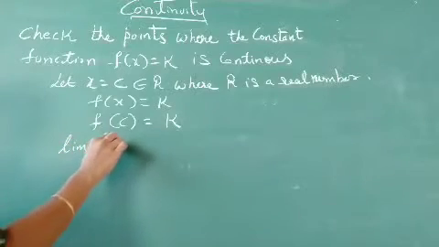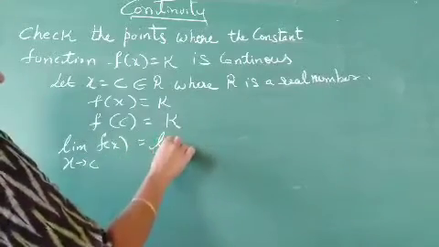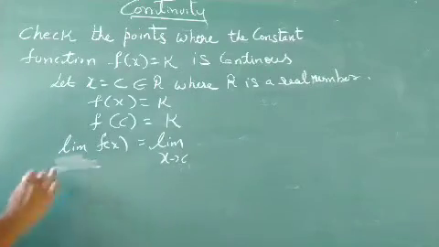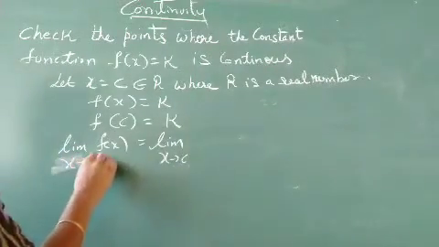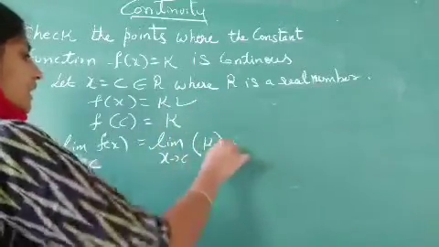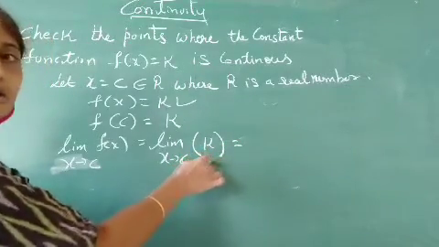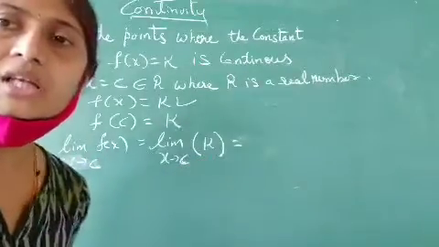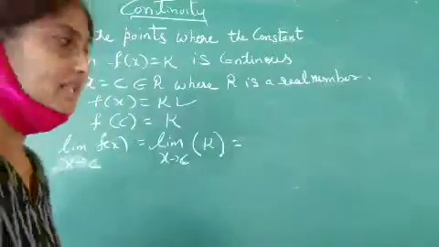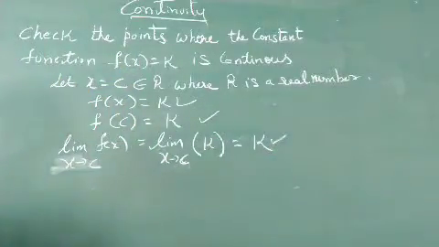Limit of f of x as x tends to c is equal to limit of x tends to c. What is the function? F of x is nothing but k. We can't replace k by c, because k is a constant. We have to replace only when x is there. Here k is some constant, we are not supposed to replace it. It is equal to k itself. Both the answers we got as k.